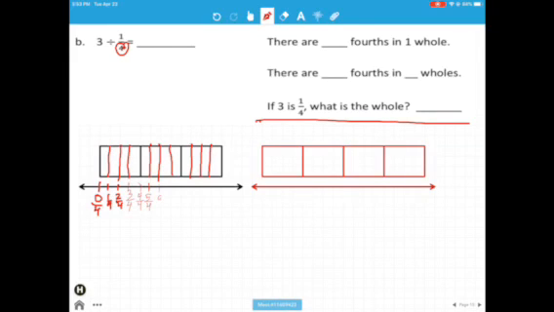5/4, 6/4, 7/4, 8/4, 9/4, 10/4, 11/4, and 12/4. So there are 12/4 in one whole. Oh, excuse me, my mistake. There are 4/4 in one whole, and there's 12/4 in 3 wholes. Okay?